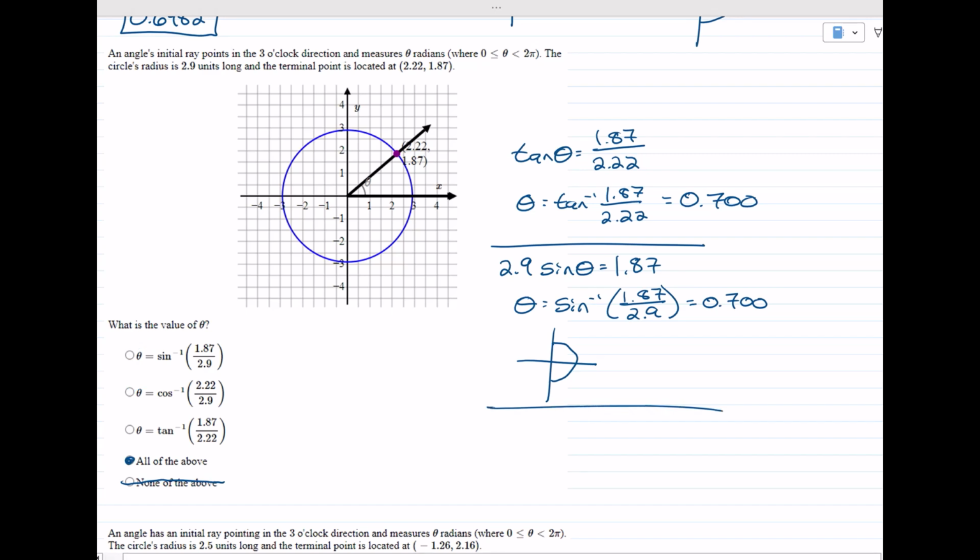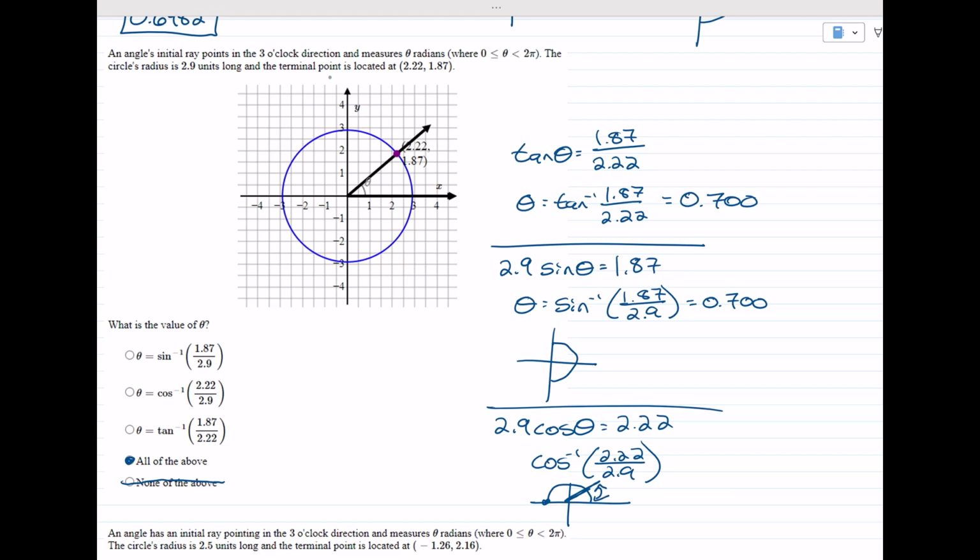Right. And remember, just quickly with cosine, 2.9 times the cosine of theta would be the x value. So this is why the inverse cosine of 2.22 divided by 2.9, with cosine being defined from 0 to 180, or 0 to pi, gives you exactly the same angle as everything else. So this would be all of the above.